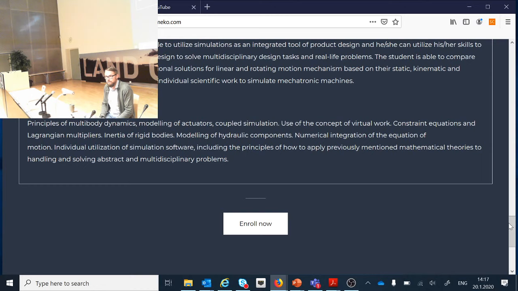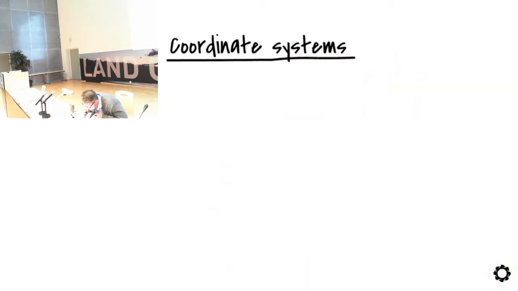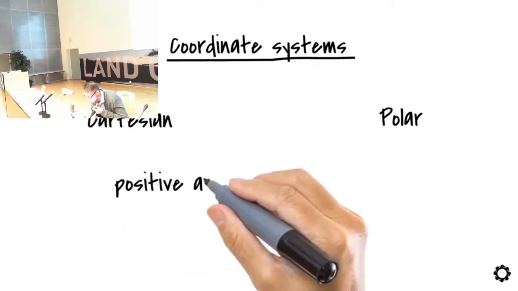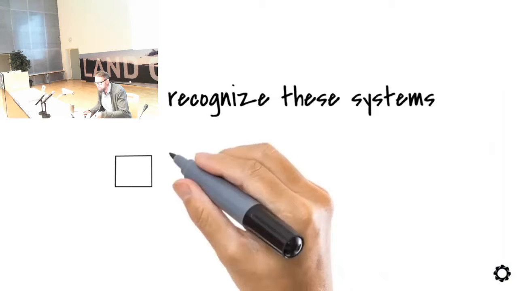So how is the course content? This is how it looks. Here, just a few examples. In this video, we will take a look at the most common coordinate systems used in the course. We will focus on the Cartesian and polar coordinate systems. We will explain how to define the positive and negative directions of such systems and talk about some of their characteristics. At the end of the video, we expect you to recognize these systems and know what the minimum requirements are to create these systems.